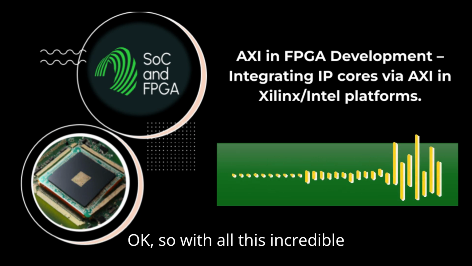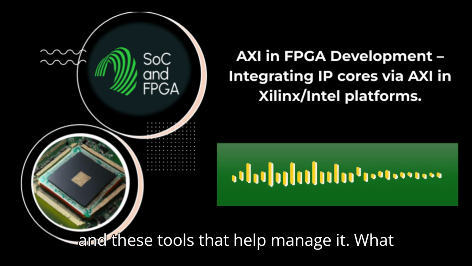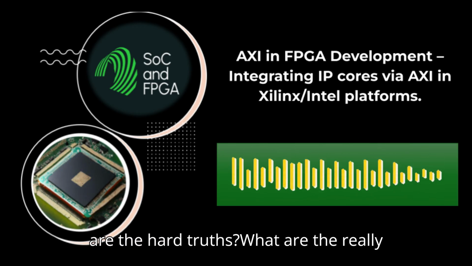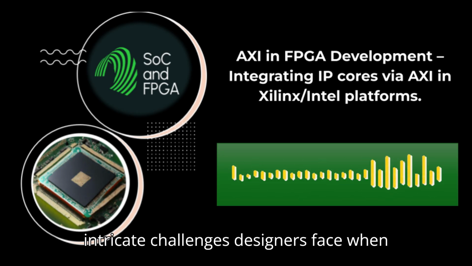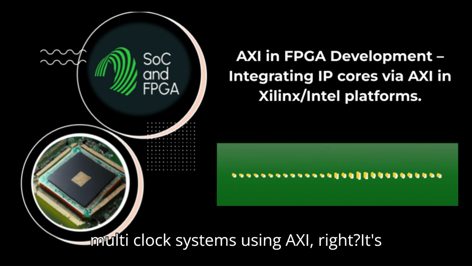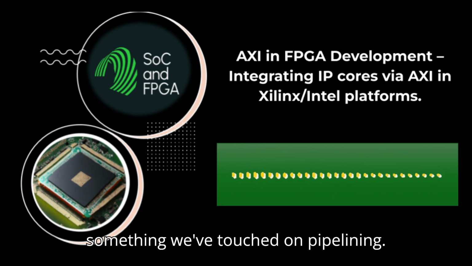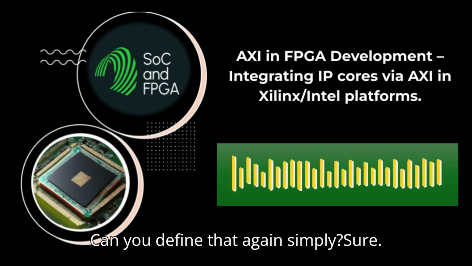Okay, so with all this incredible complexity and power that AXI unlocks, and these tools that help manage it, what are the hard truths? What are the really intricate challenges designers face when building these high-performance, often multi-clock systems using AXI? Right, it's not all smooth sailing. Let's start with something we've touched on, pipelining. Can you define that again, simply?